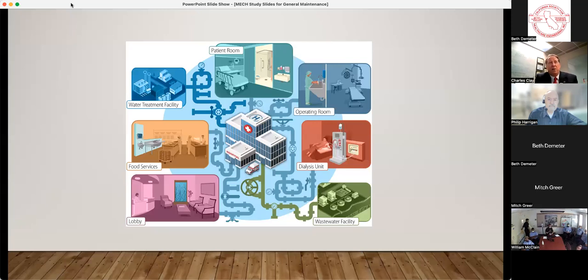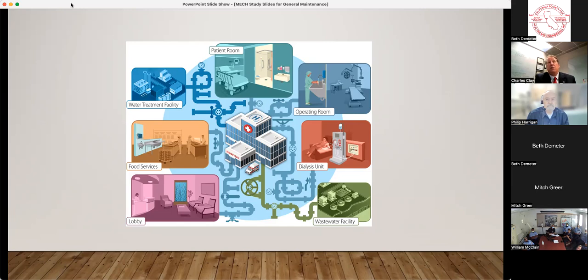I used this slide in the plumbing section there, and I thought it was pretty good because it does paint the different environments in which we provide general maintenance throughout a hospital. From water treatment to food service to the lobby, general public areas, wastewater facilities. A lot of times, people say, well, I don't have a wastewater facility at my hospital, but in reality, you have parts of that, which are those components that are within, before it goes into the main sewer. Dialysis as well can be very unique on plumbing and general maintenance, and also with the operating room.